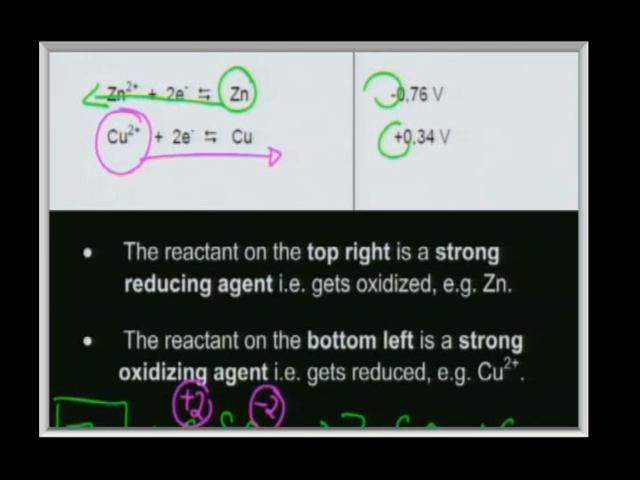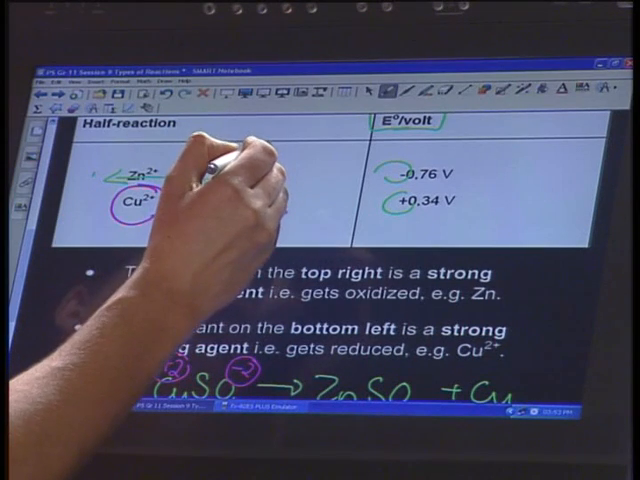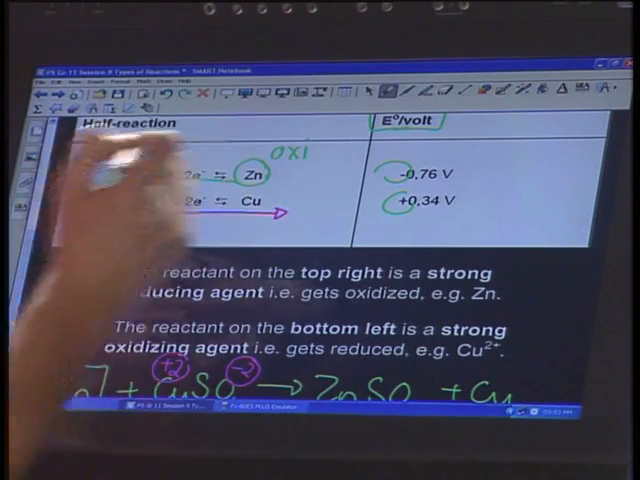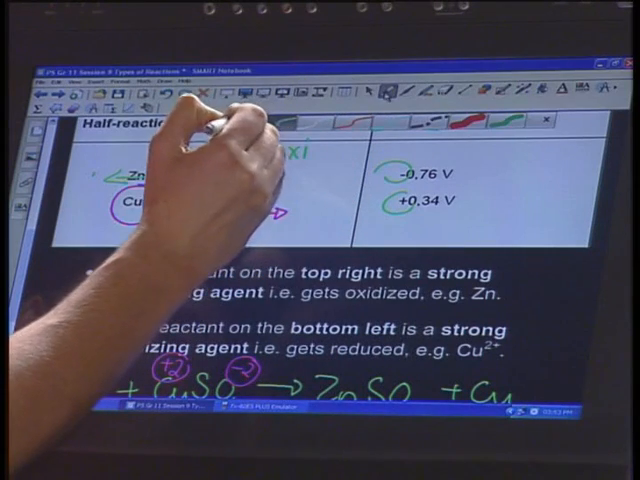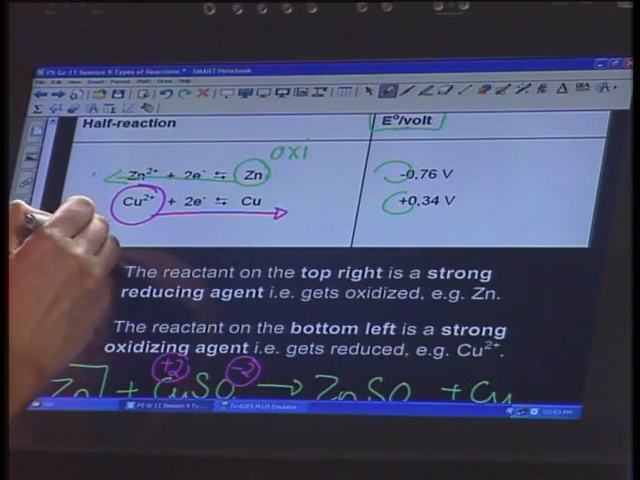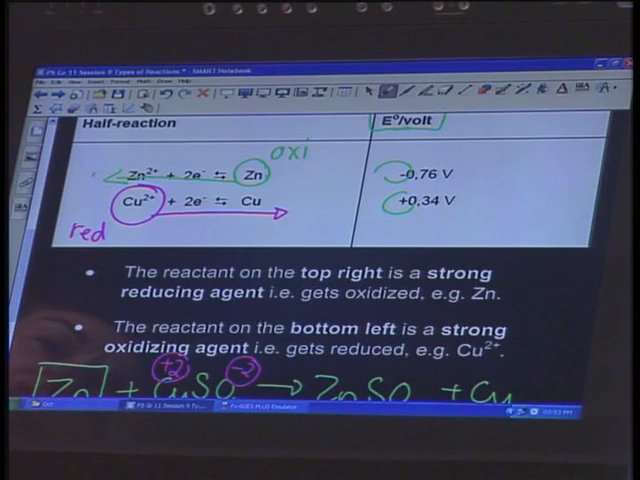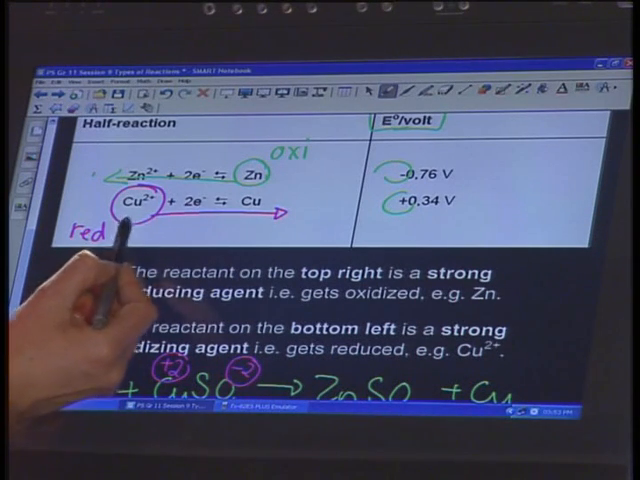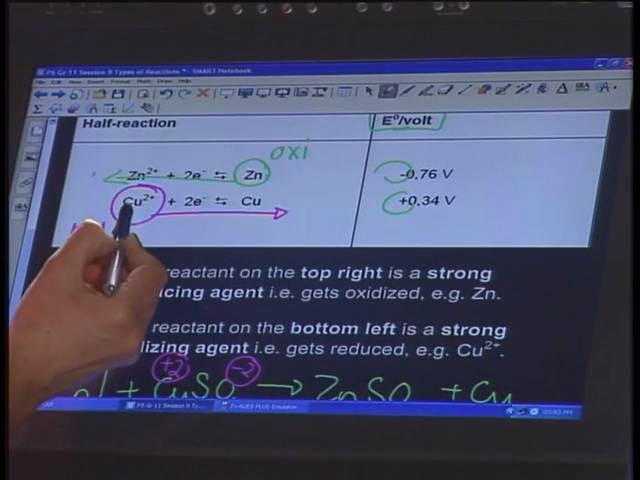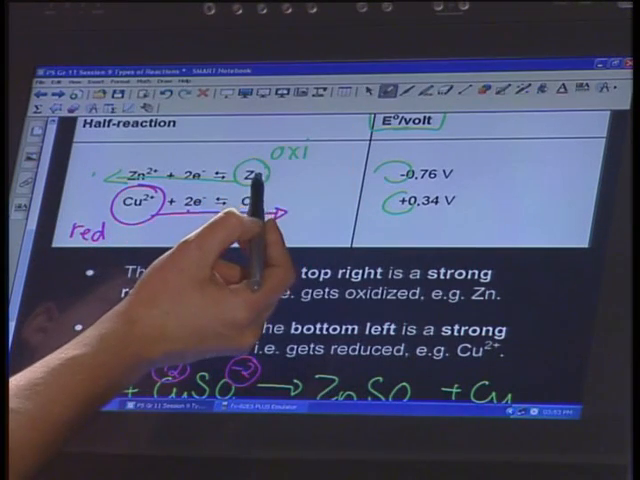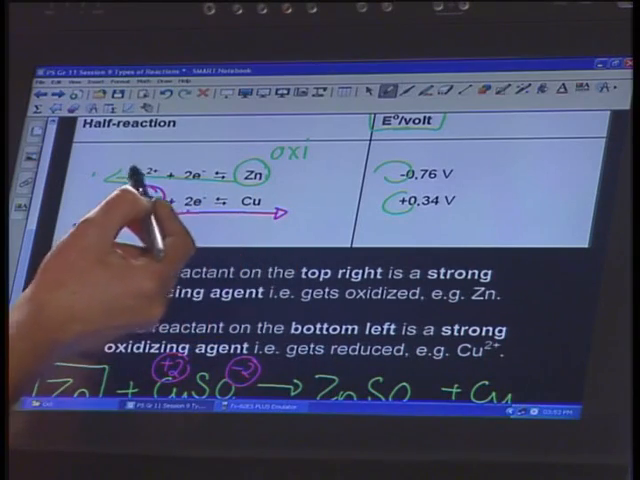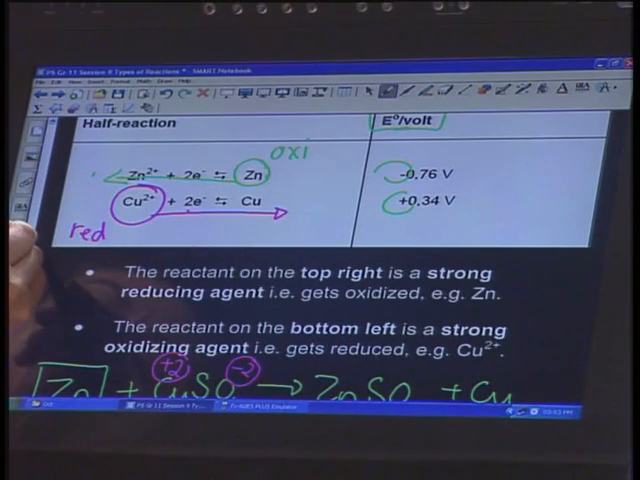Now, if you read it from the right-hand side to the left-hand side, this is going to be your oxidation half reaction. And if you read it from the left-hand side through to the right-hand side, this is going to be your reduction half reaction. Because if I read it from left to right, I see that my copper gains electrons to become reduced, and over here my zinc loses electrons to become oxidized.